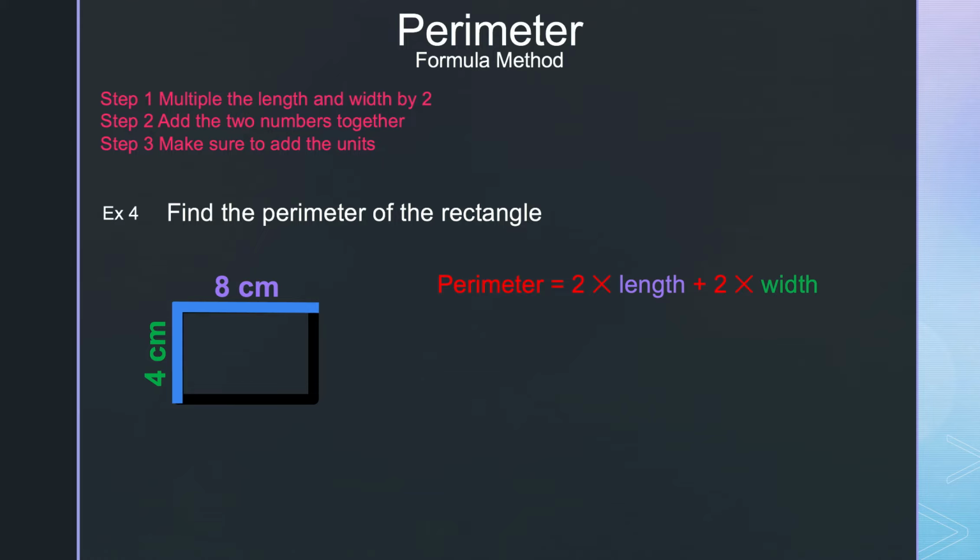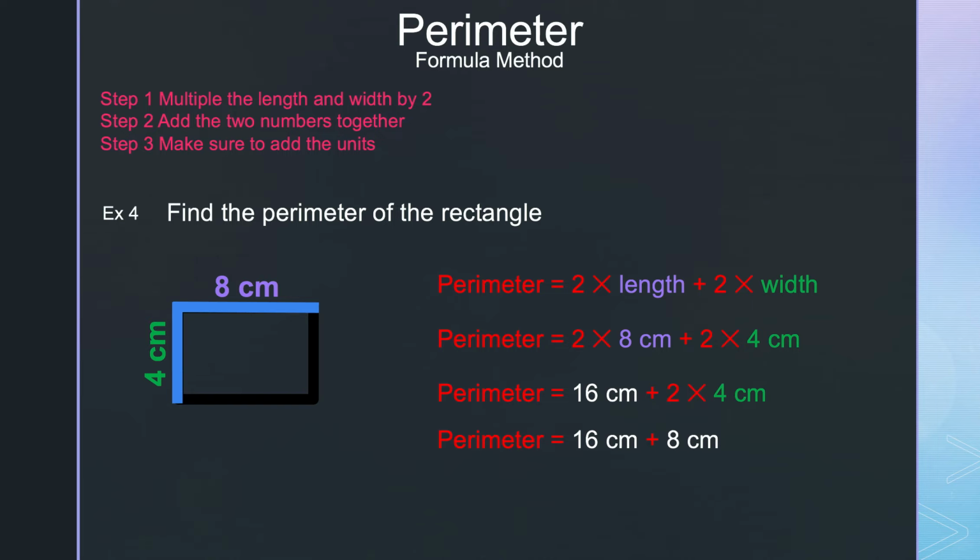So let's take a look at the formula. 2 times length plus 2 times the width. Now we can change the length and width to numbers, to 8 and 4. And now we can multiply 2 times 8 to give me 16, and 2 times 4 to give me 8, and 16 plus 8 is 24. So the perimeter of this rectangle is 24 centimeters.